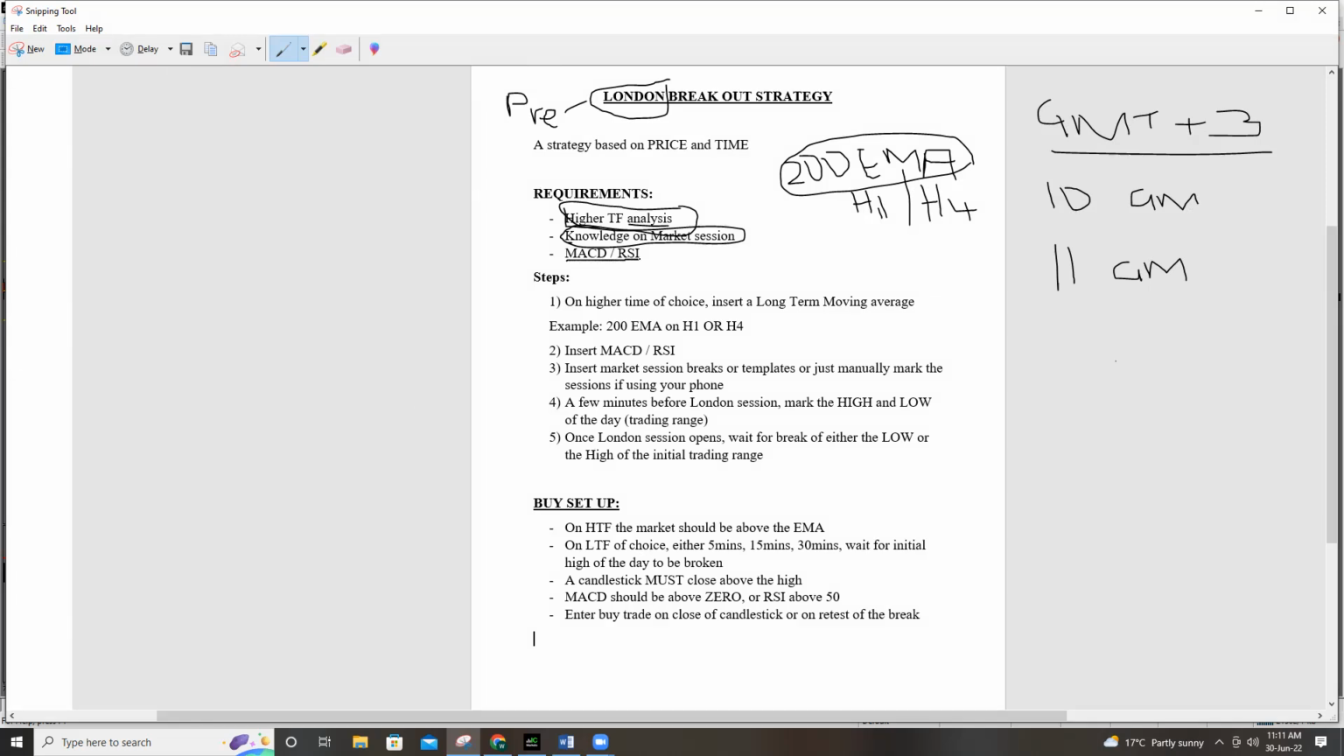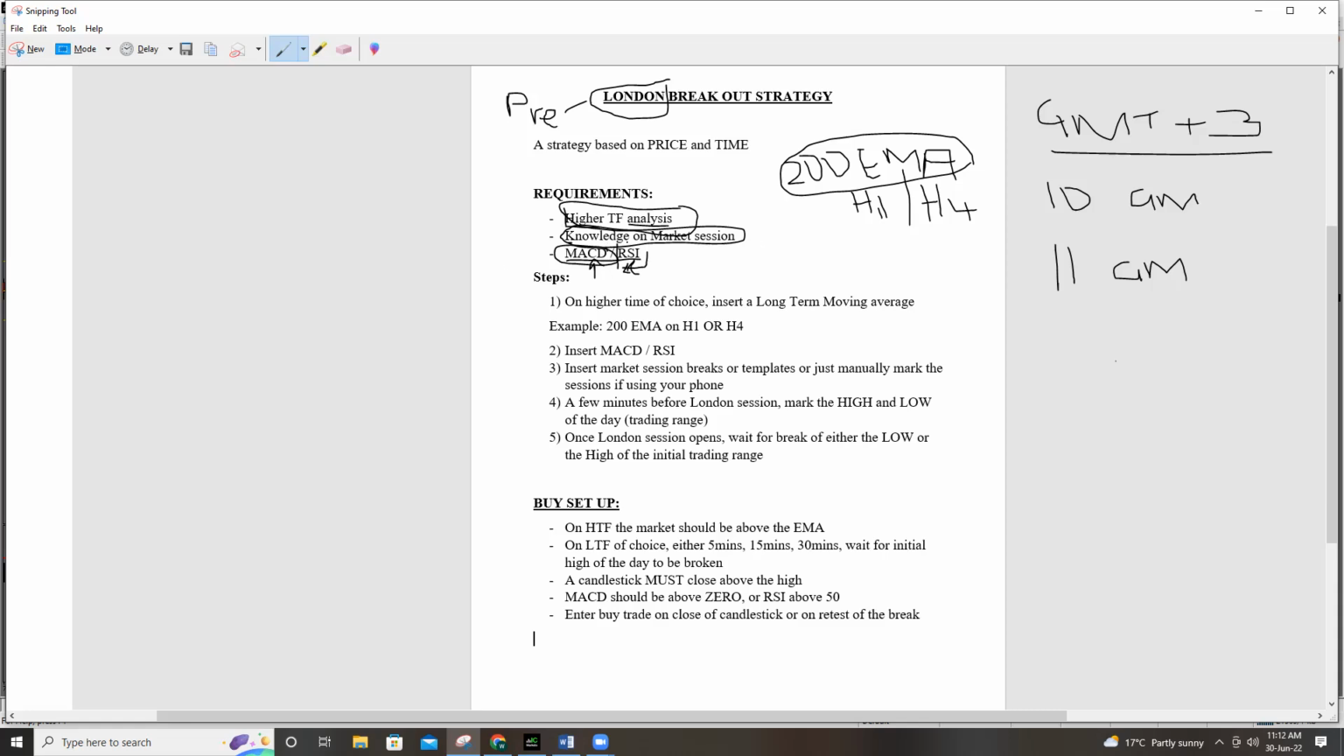The third requirement is the MACD or the RSI. You can use either of them. You don't need to use both of them. That's why it's an or. So you pick MACD or RSI. My favorite is RSI, but on this video, I'll be using MACD because the request was on how to use MACD with the London breakout strategy. Though my favorite is RSI.